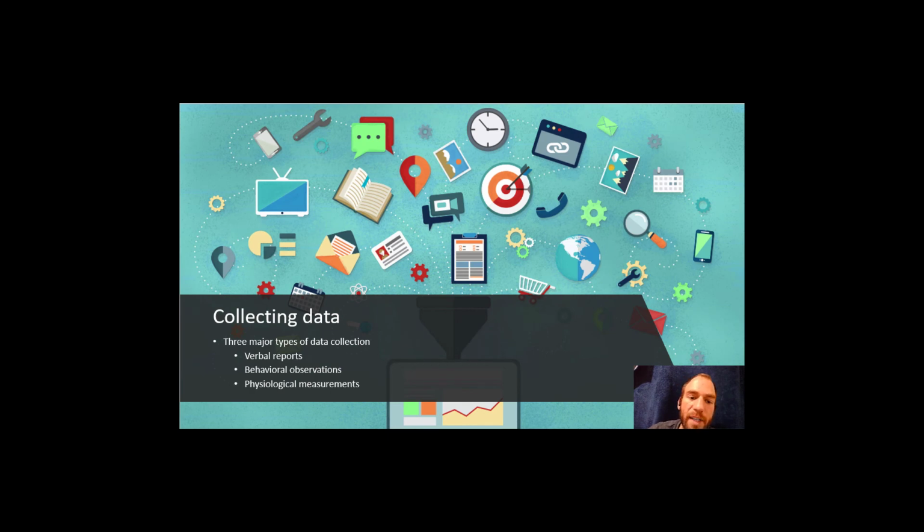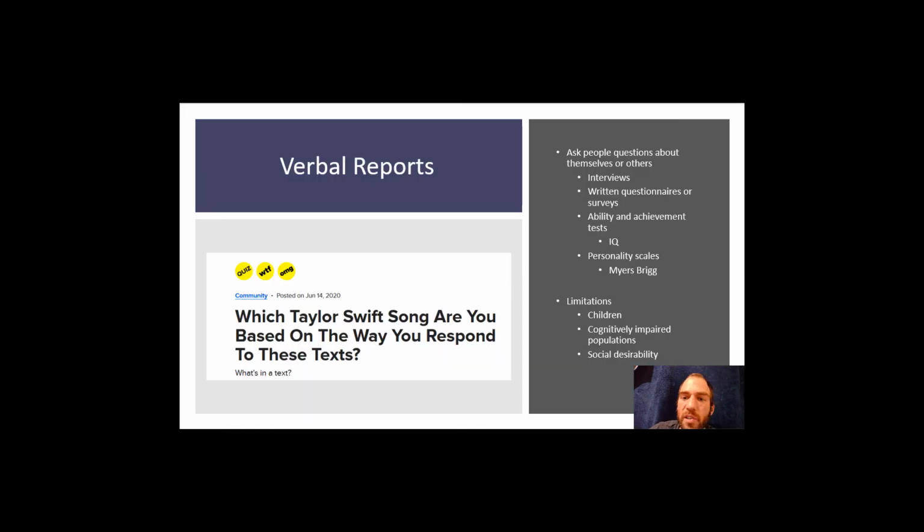Collecting data, there are 3 types: verbal reports, behavioral observations, physiological measurements. So verbal reports, they ask people questions about themselves or others. These are interviews, written questionnaires, achievement tests, personality scales. So I can either interview you, I can give you a questionnaire, a survey, whatever. You can see this on BuzzFeed all the time. Take, what flavor of ice cream am I? So that's kind of a questionnaire, and it'll tell us something about you. And you obviously can do this with personality, IQ, etc.